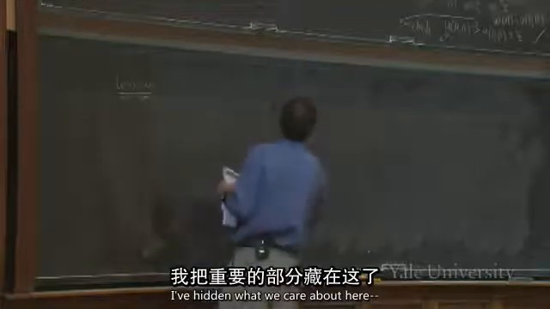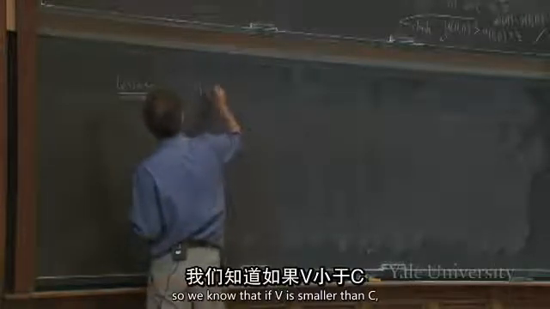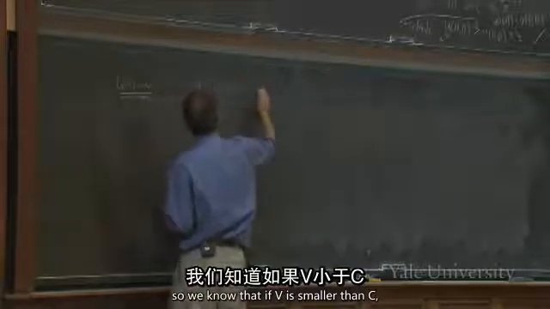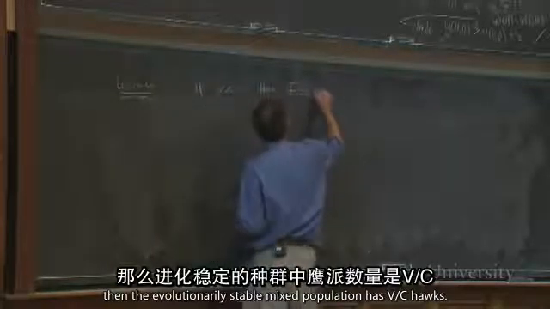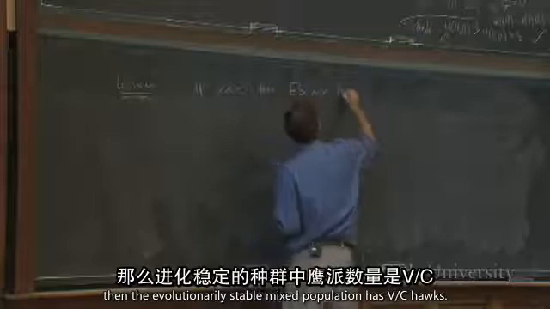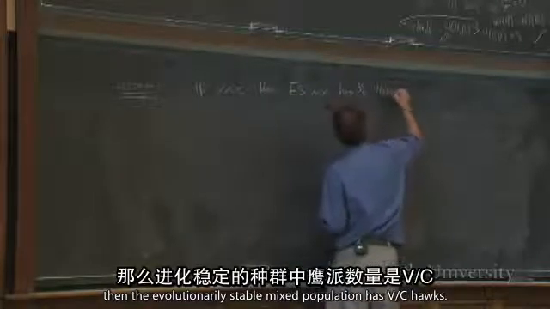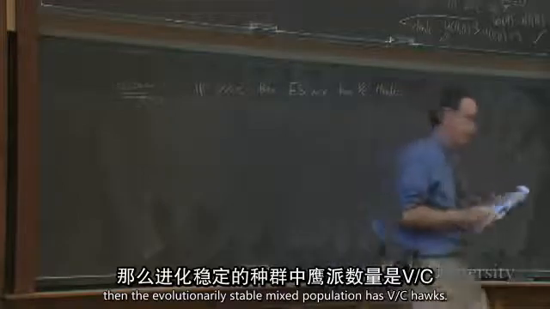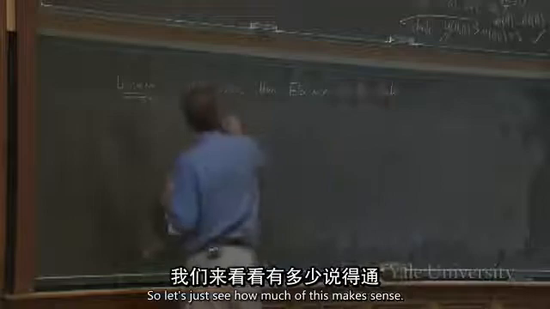All right. So the first thing we know is, I've hidden what we cared about here. We know that if V is smaller than C, then the evolutionary stable mixed population has V on C hawks. All right. So let's just see how much of this makes sense.